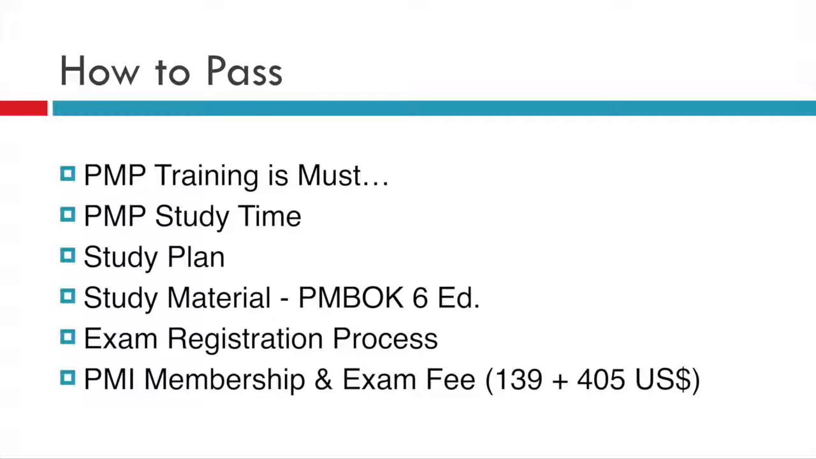Once your application is approved, you will be making the payment. As long as your application is not approved, you don't have to pay any fee or any other type of expense. There are two different types of fees that you will have to pay. One is the membership fee, and the other one is the exam fee. Anyone can be a PMI member, it doesn't matter if that person is going for the exam or not. The membership is for 1 year, and you will be paying $139 for the PMI membership fee.